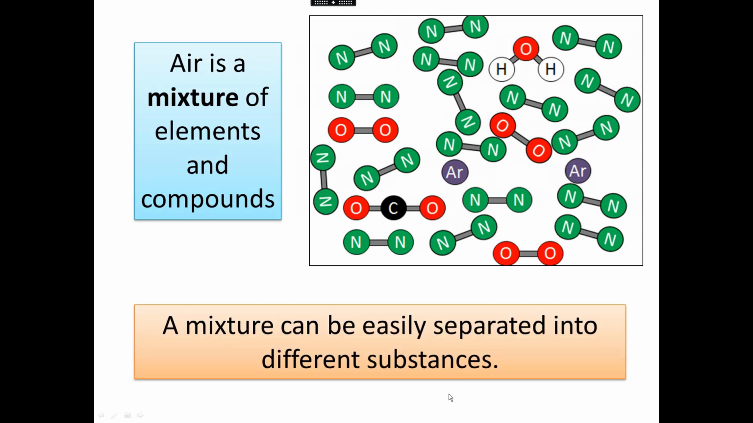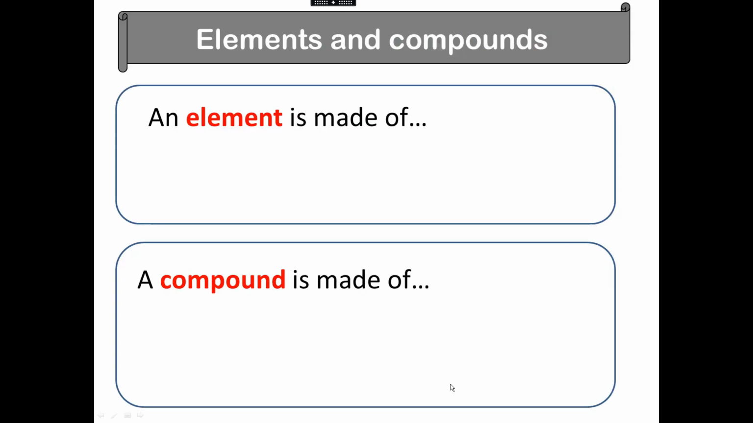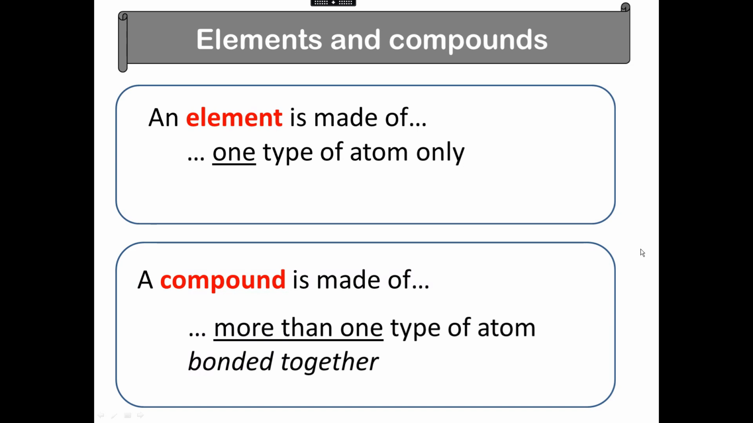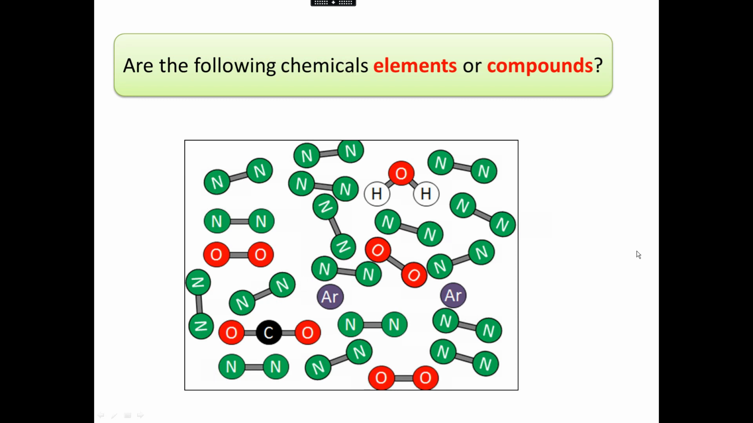So let's look at which one is which. Now, an element is made of one type of atom only, but a compound is made of more than one type of atom bonded together. We're going to go through the gases in air, and for each gas on the following slides, can you please say if they are elements or compounds? Pause the video if you need to, or just let it run and see if you can keep up with it.